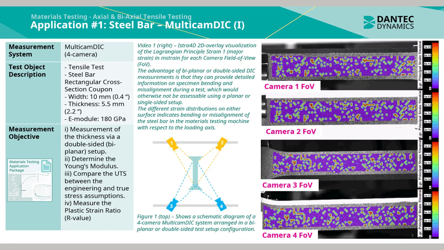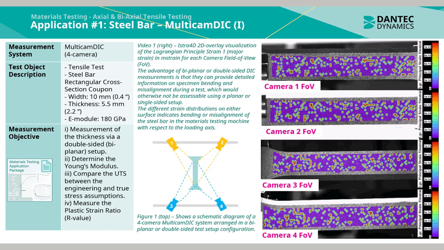The measurement objective was to measure the thickness of the steel bar via a double-sided or biplanar setup. The second measurement objective was to determine and measure the Young's modulus and compare it with the input Young's modulus. Measurement objective 3 was to compare the UTS between the engineering and true stress assumptions. Objective 4 was to measure the plastic strain ratio, or the R value.